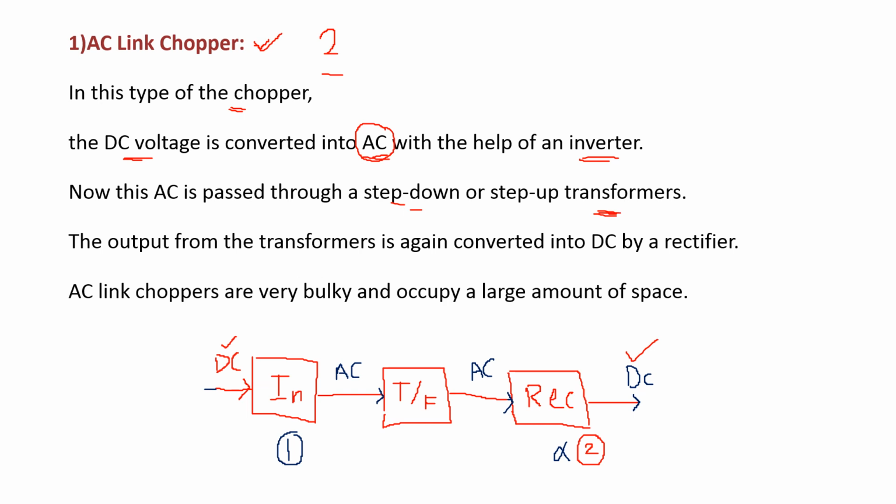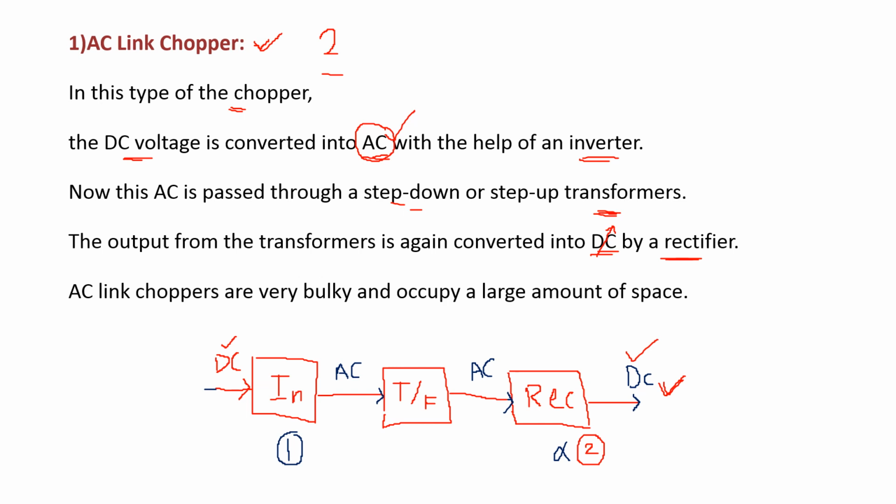After stepping up or stepping down the voltage, the output of this transformer is again applied to the rectifier circuit, and the rectifier circuit converts the AC voltage to DC voltage. Here, by varying the firing angle of this rectifier, we get the variable DC voltage, and this is the representation of the AC link chopper.